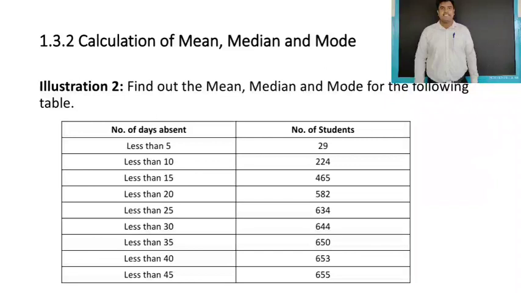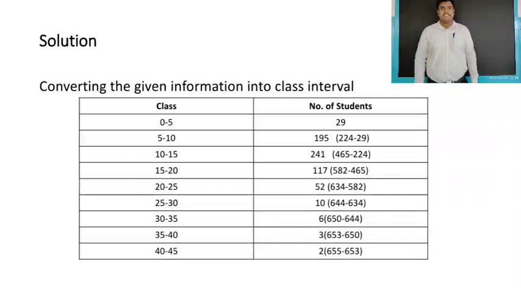Now for the calculation of frequency, that is the number of students, see in the first case they say less than 5 is 29, so 0 to 5 it will be 29. Next, less than 10 is 224, so less than 5 is 29, less than 10 is 224. So if I subtract 29 from 224, I'll get the frequency for the 5 to 10 class. So this is how it is calculated. 0 to 5 will remain the same, that is 29. For 5 to 10 it is 224 minus 29, I get 195. Similarly for 10 to 15, I need to do 465 minus 224, I get 241. Like this I do for all the classes.